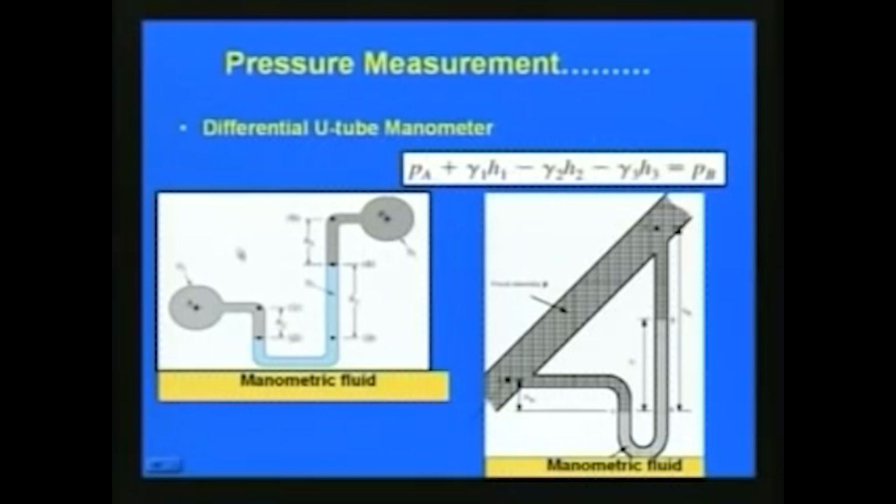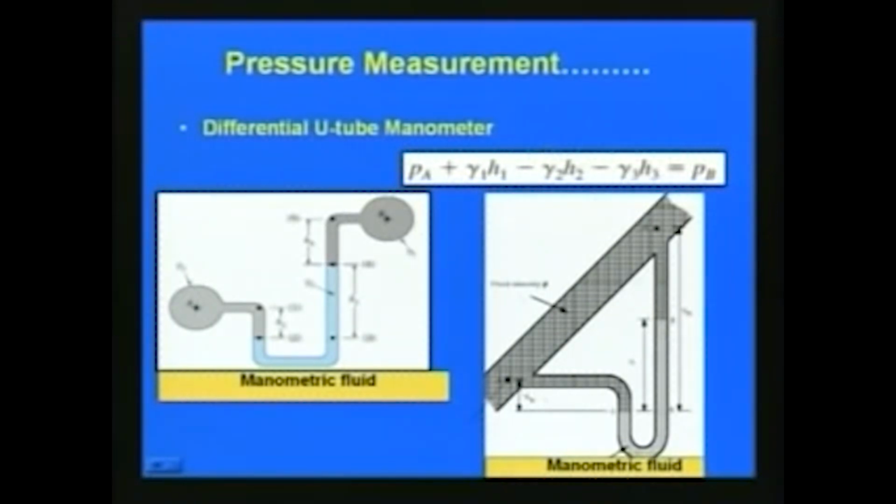Since we know the specific weight or the density of the liquid in the first pipe, and we also know the specific weight or the density of the manometer liquid, and we also know the specific weight of the fluid in pipe 2 or in this container, and H1, H2, H3 are already measured, we can get the pressure difference between A and B using this equation.